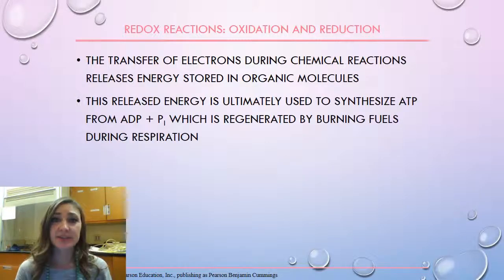In order to understand cellular respiration, you have to have a pretty good understanding of redox reactions or oxidation and reduction reactions. And what's basically going on is we are looking at the transfer of electrons during chemical reactions, and when you transfer them, you release energy that's stored in organic molecules like glucose. We can use that energy to synthesize adenosine triphosphate, or ATP, from ADP and an inorganic phosphate. So we're taking that third phosphate group and we're sticking it back on and forming a bond. And you'll remember from previous chapters also that ATP is used to do work within cells.